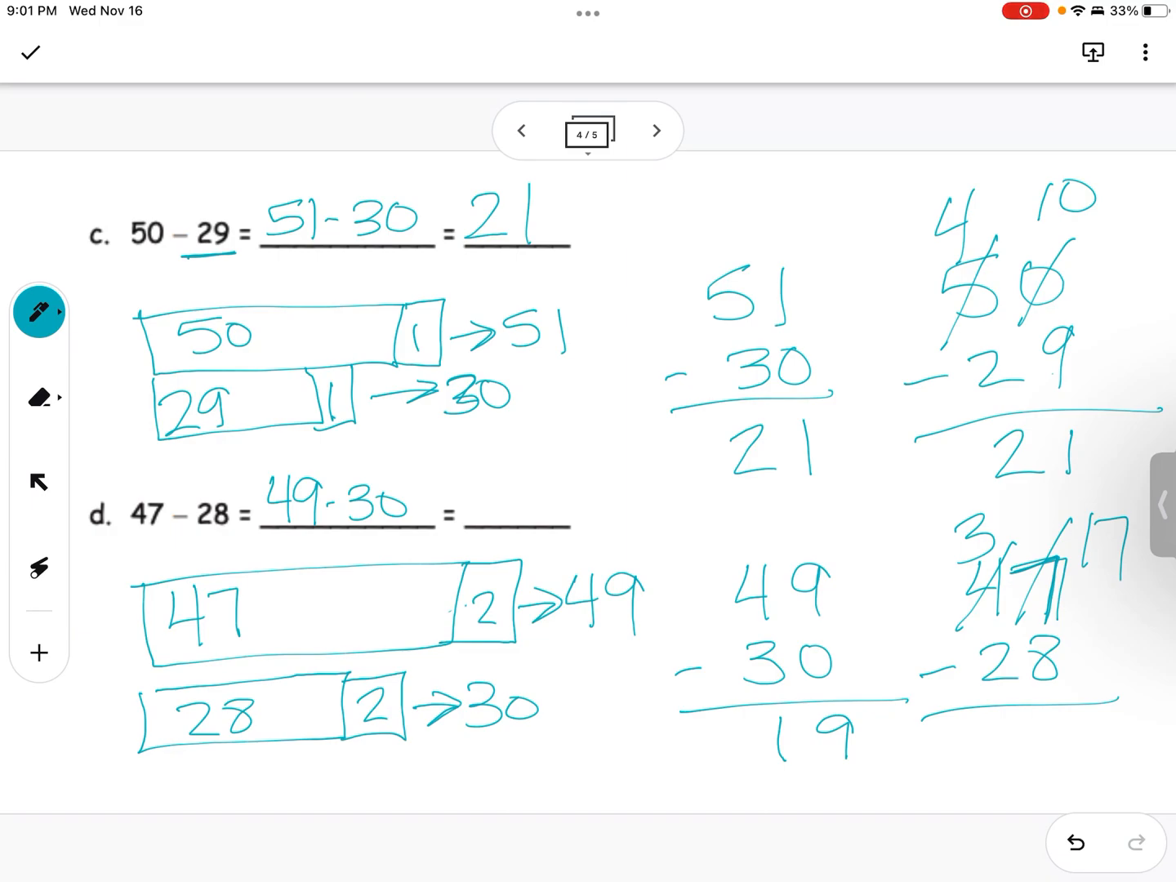Now I have 17 ones that I can subtract 8 from. 17 minus 8 leaves me with 9 ones. And then moving over to my 10s, I have 3 10s that I'm going to subtract 2 10s from, and that will leave me with 1 10. So my difference here is 19, and I got that same answer doing it both ways.